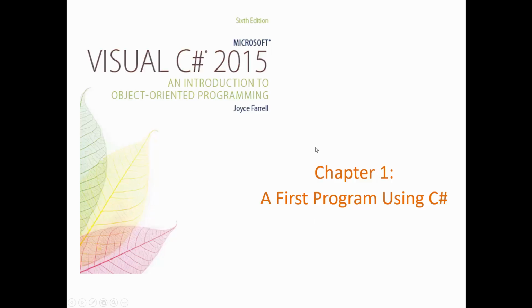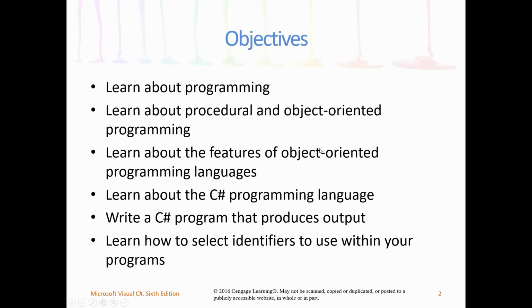So let's just start with Chapter 1, a first program using C Sharp. Here are our objectives. Learn about programming. Learn about procedural and object-oriented programming. Learn about the features of object-oriented programming. Learn about the C Sharp programming language. Write a C Sharp program that produces output. Learn how to select identifiers to use with your programs.